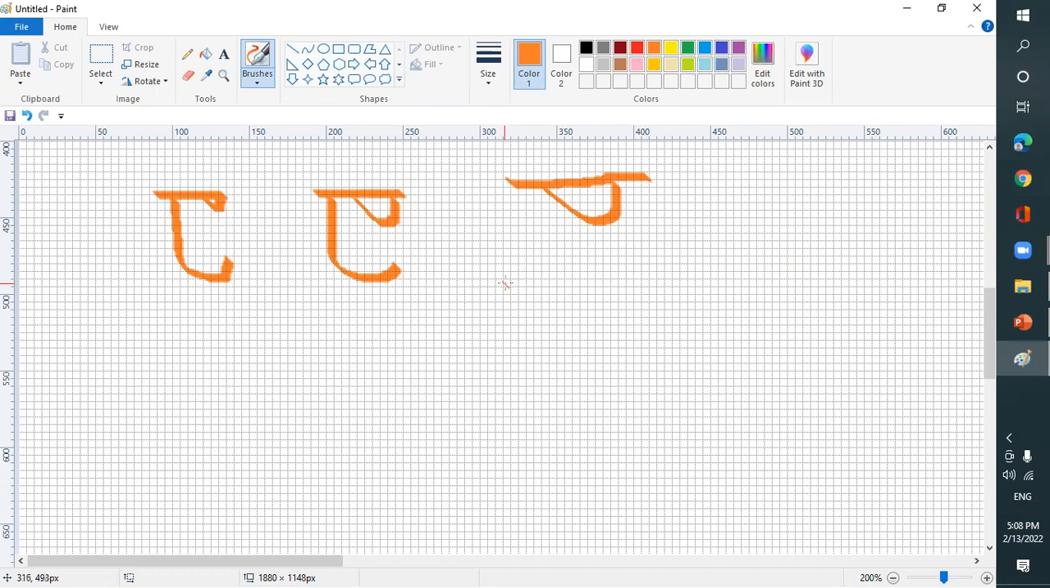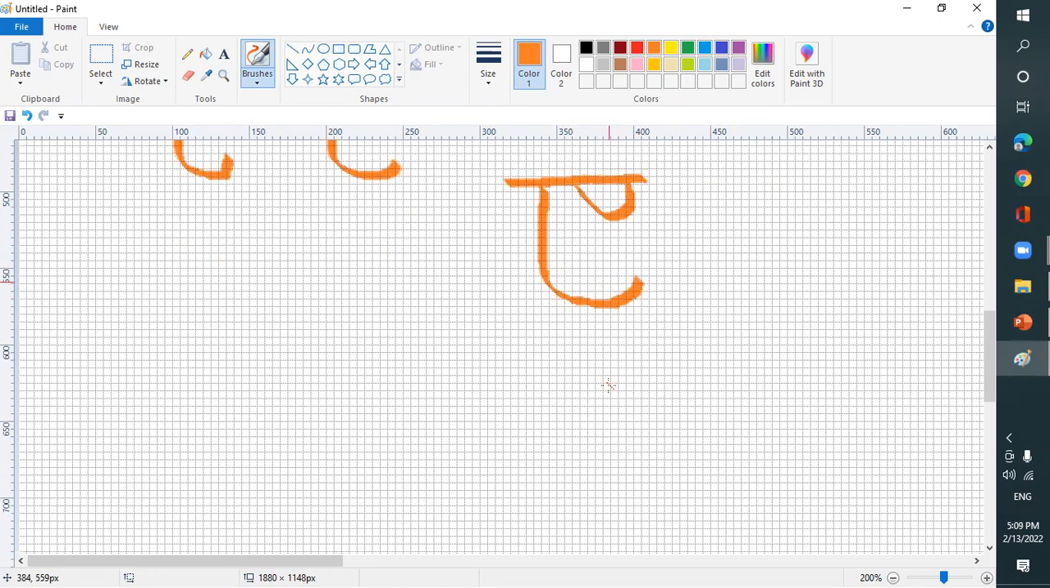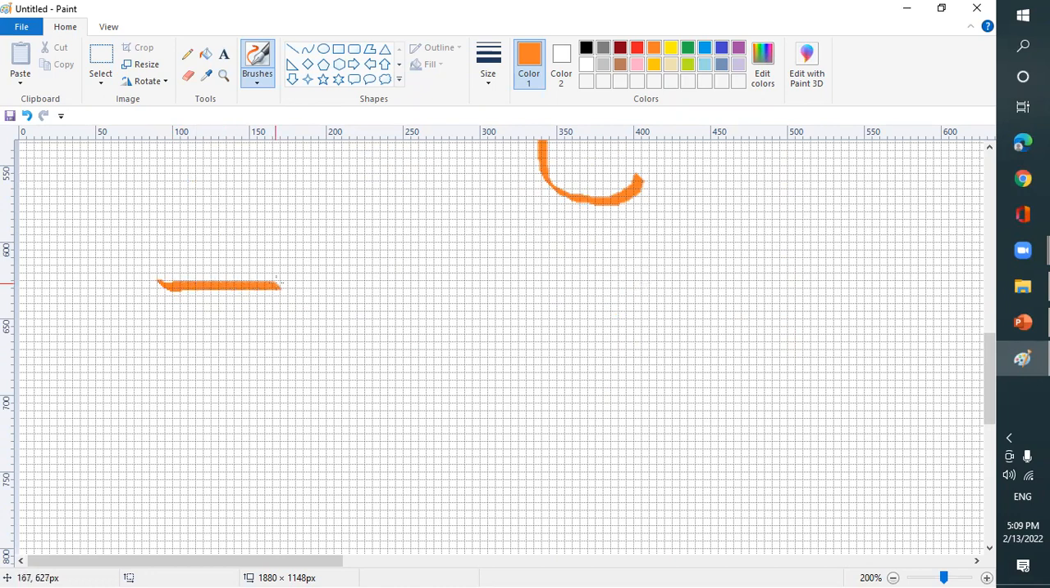For example, if I have to do ta, it is like this. Some students were trying to do it differently, which is not correct. Very fine, no problem. This is ta. Similarly, we also saw ja. For ja, I told you there has to be a shirorekha extended a little bit. This is ja. Here, slightly keep the shirorekha on the right-hand side.